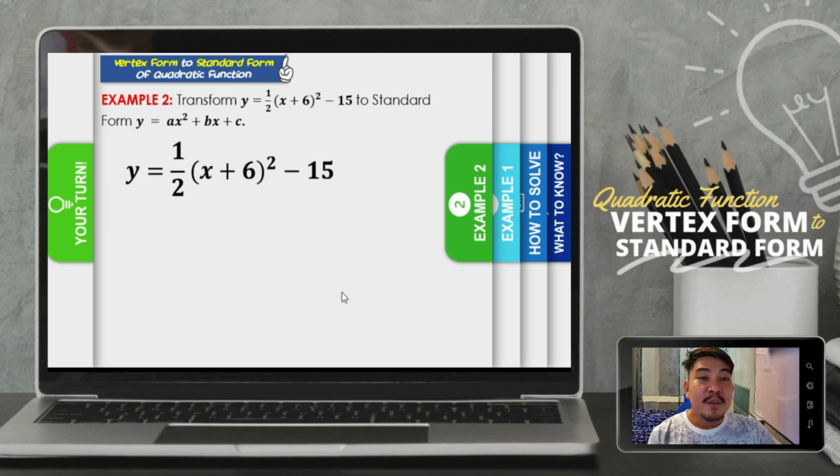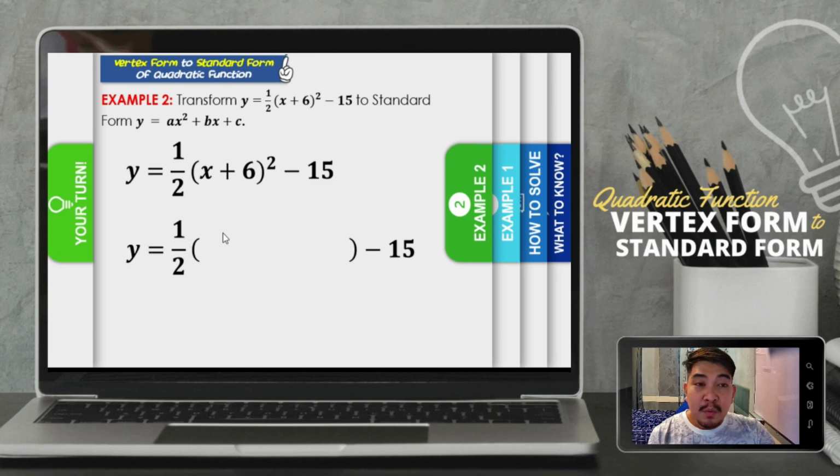To do that, the first thing that we should do is to expand this binomial. If you cannot use squaring a binomial, you may use the FOIL method. So let us now copy 1/2 and then negative 15 first. Then, let us use squaring a binomial. We need to square the first term of the binomial. So that will be x squared.